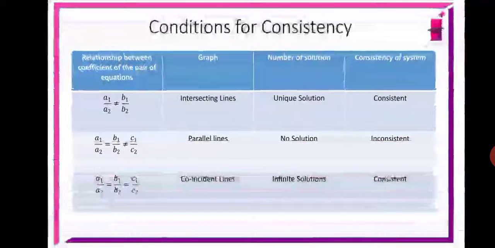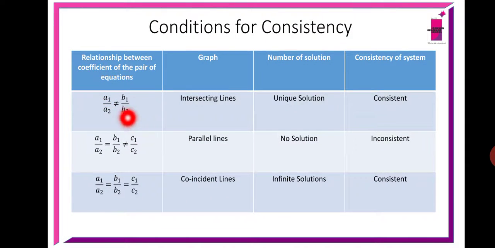Now, the relationship in the coefficients of the pair of equations: you can see a1 by a2 is not equal to b1 by b2, then the graph looks like intersecting lines, and we also have a unique solution, and those are called consistent. And if the relationship between the coefficients is a1 by a2 equals b1 by b2 is not equal to c1 by c2, then they are parallel lines and there is no solution for this.